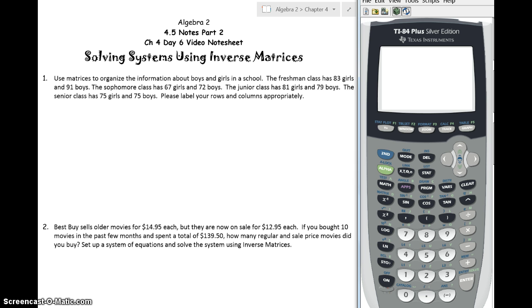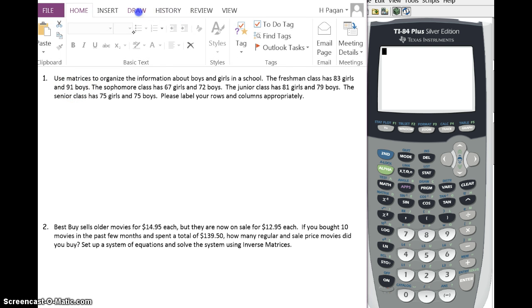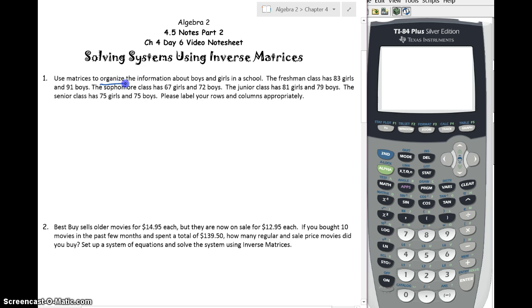So in number 1 it says use matrices to organize the information. All we're going to be doing is just organizing information. We're not solving in this case. It's about the boys and the girls in a school. The freshman class has 83 girls and 91 boys. The sophomore class has 67 girls and 72 boys. The junior class has 81 girls and 79 boys. The senior class has 75 girls and 75 boys. Please label your rows and columns appropriately.